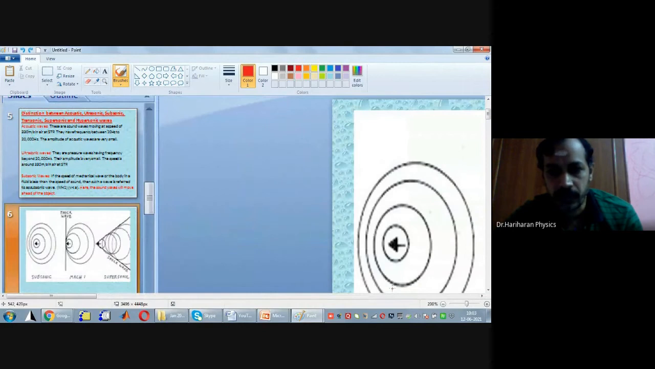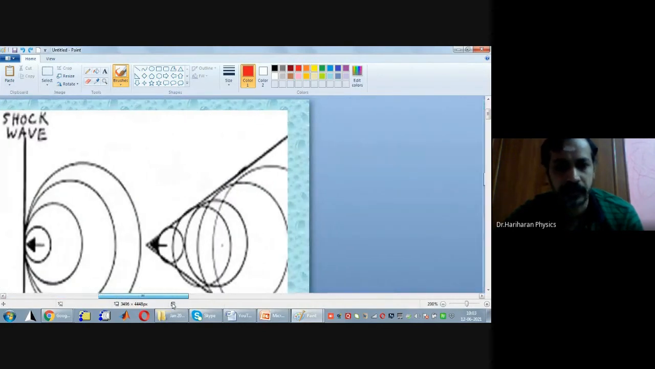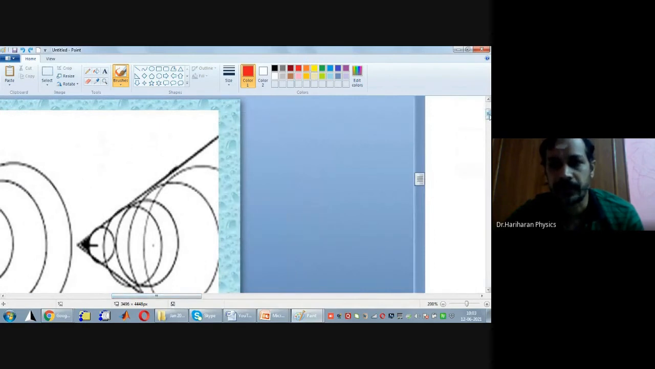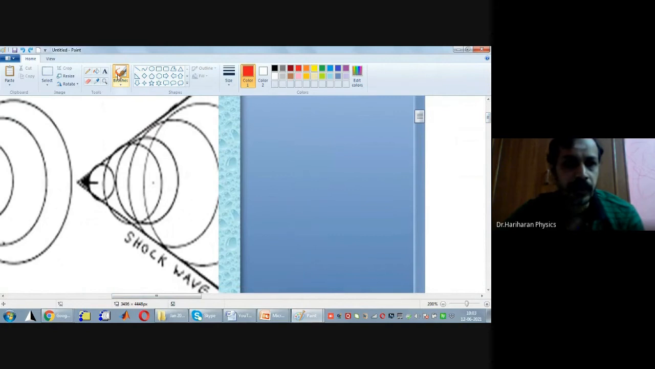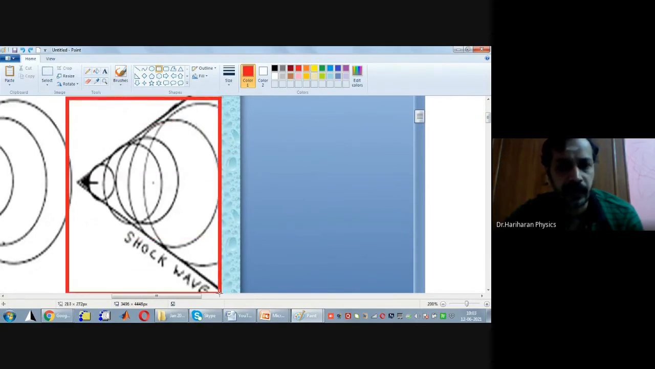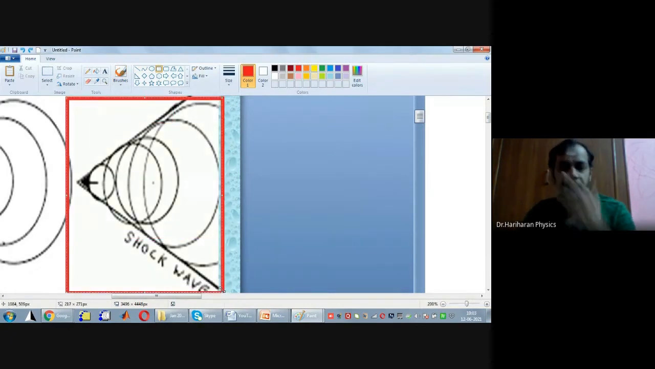Yes, so I want only the supersonic zone. Okay, look here. This is what I will be focusing on now, just this part. For example, if I highlight this, only this is what I'll be focusing on. So this is supersonic waves.